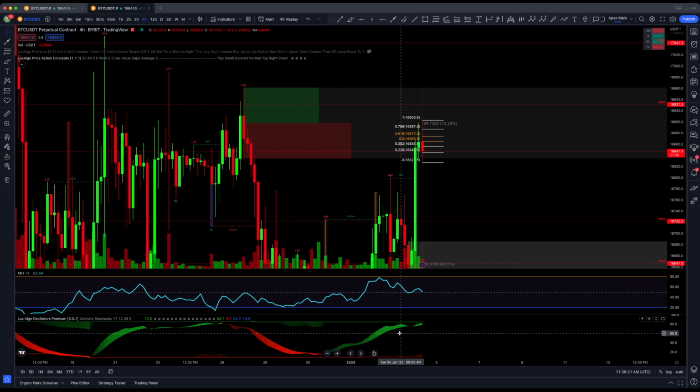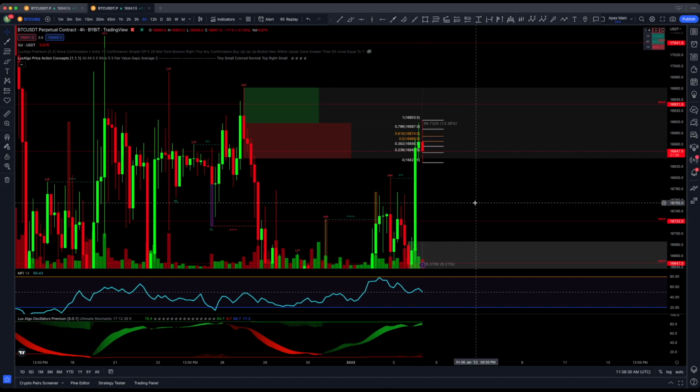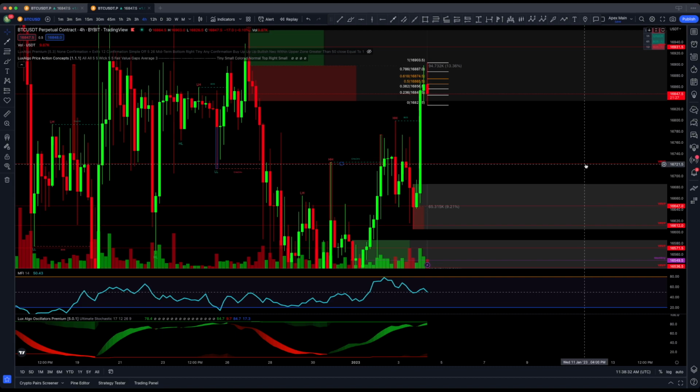If it breaks the heart line, you'd certainly expect continuation. And the other thing that's going in our favour is the stochastic RSI is also starting to top out. So I'm expecting at least a move back to the downside, maybe coming and reclaiming this VRVP line here.